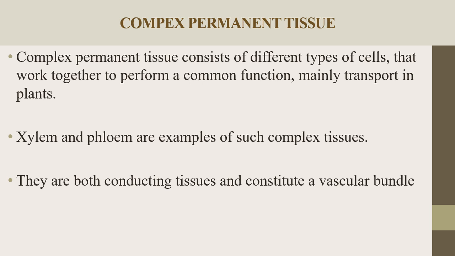Just like our body has blood vessels to transport oxygen and nutrients, plants have a transport system too. This system consists of complex permanent tissues, xylem and phloem. The complex permanent tissue consists of different types of cells that work together to perform a common function, mainly transporting materials in plants. Xylem and phloem are examples of complex tissues. They are both conducting tissues and constitute a vascular bundle.